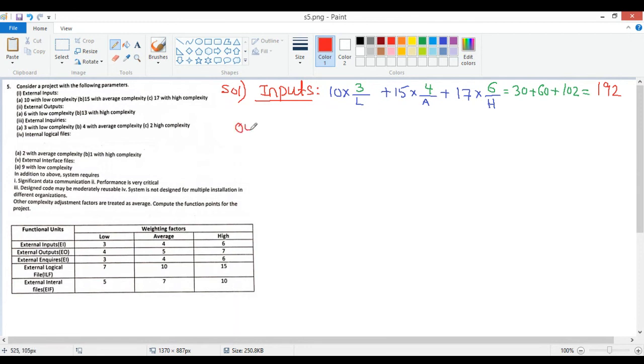Let us find out for outputs. There are 5 functional units. Now for outputs also we will write here. You see for outputs, 6 low plus 13 high. He has given only two things. So let us solve from this table. For outputs, low is 4, high is 7. So 6 into 4 is 24, plus 13 into 7 is how much? 91. So 91 plus 24 gives you 115. So finally we got the value as 115.